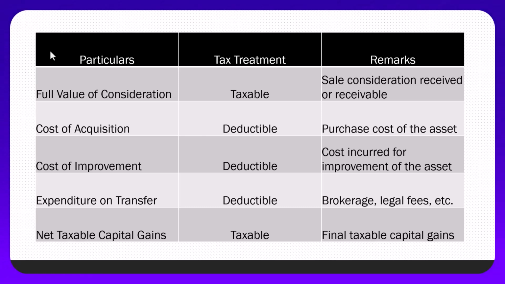Then cost of acquisition. That means at what price I got that building. Suppose I got it for 50 lakh rupees, so I made a capital gain of 50 lakh rupees. So I have to pay tax only on 50 lakh rupees, not on 1 crore. 1 crore was the sale price of the building, and 50 lakhs is what I bought it for.